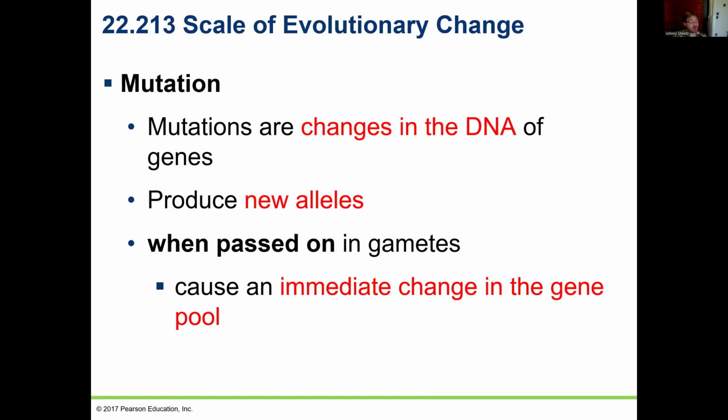Mutations are changes in the DNA of a gene that can produce new alleles, again induced by damage. When they are passed on in the gametes, that is going to cause an immediate change in the gene pool, because all of a sudden we have something new, and that is going to dictate the creation of new proteins inside of our new organism, right?